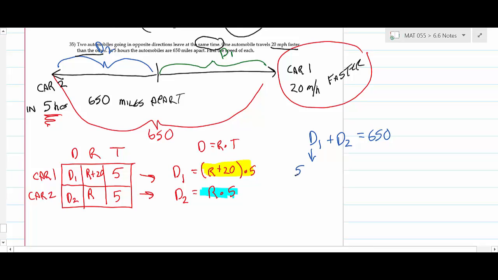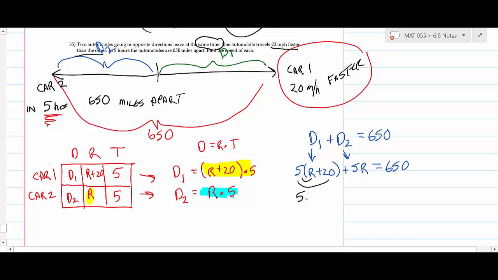So your equation is going to be, D1 is this thing I highlighted in yellow, so I'll write that as 5 times R plus 20, just putting the 5 on the other side. D2 is going to be 5R, equals 650. Now see, that equation right there has one unknown in it. So I can solve it, and when I solve this, I'm going to get the rate of car 2.